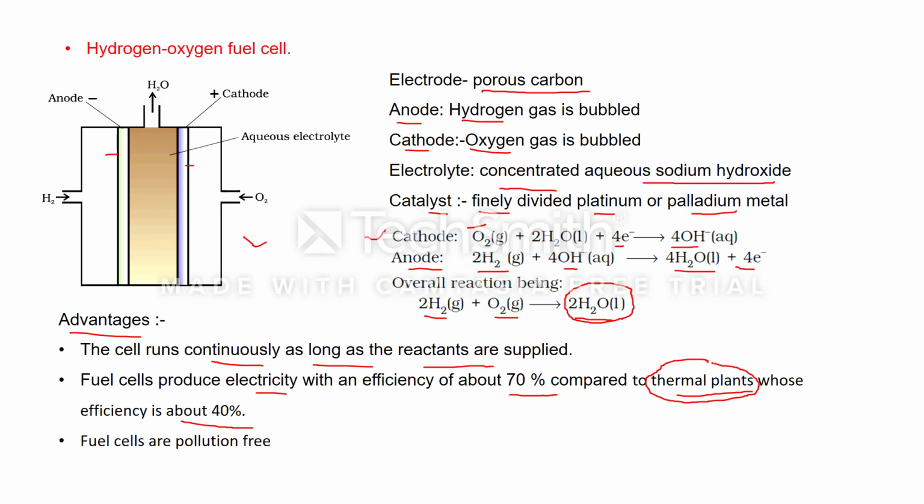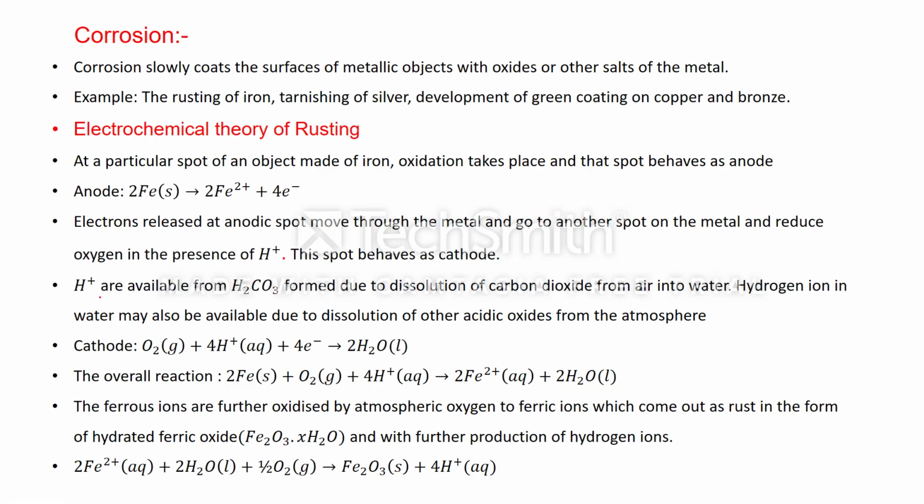By using the fossil fuels, we generate the steam. This steam rotates the turbine and electricity is produced. In this case, efficiency is very low and it also produces a lot of smoke, which is the reason for atmospheric pollution. But fuel cells are pollution free. Okay. Now corrosion. Again, a very common topic, in the lower classes you discussed corrosion.